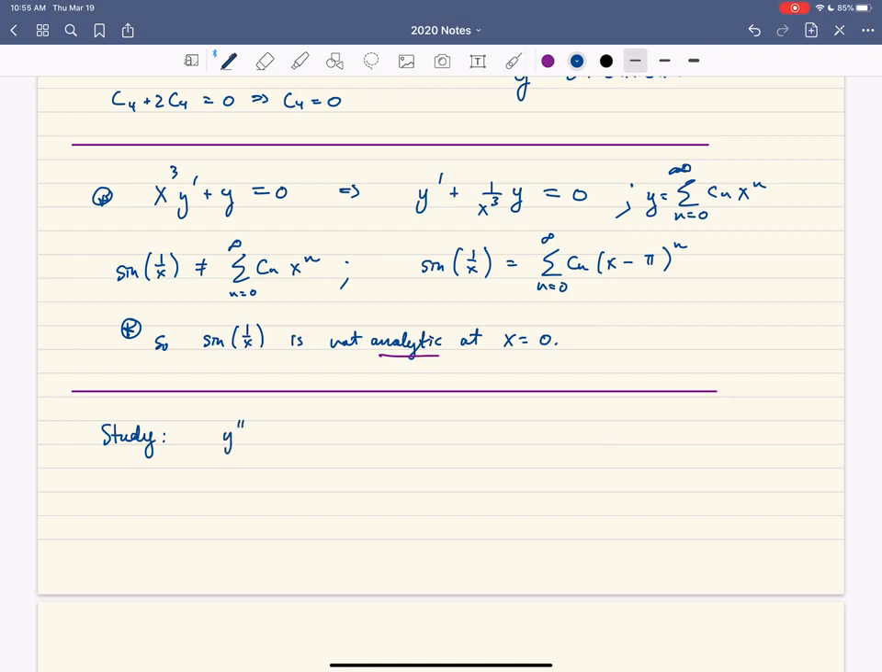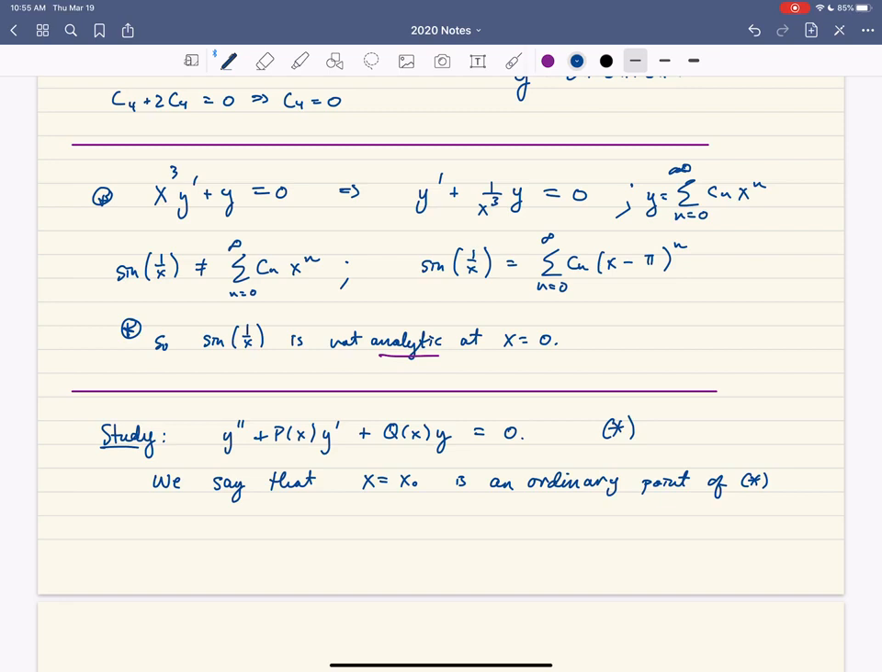So things of the form y double prime plus p of x times y prime plus q of x times y equals 0. Okay, so this is going to be the object that we're going to study in this section or in these couple sections. Given this differential equation, let's call it star. We say that the point x equals x naught is what's called an ordinary point of this differential equation star if p of x and q of x are analytic, in other words, if they have power series at x equals x naught.